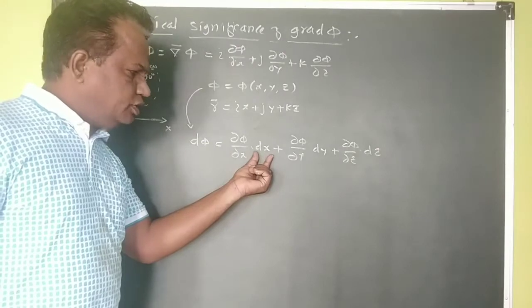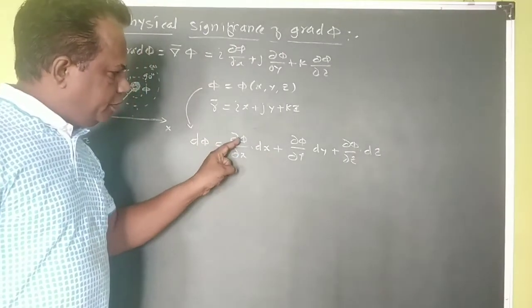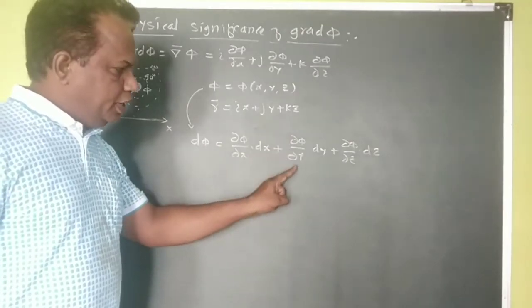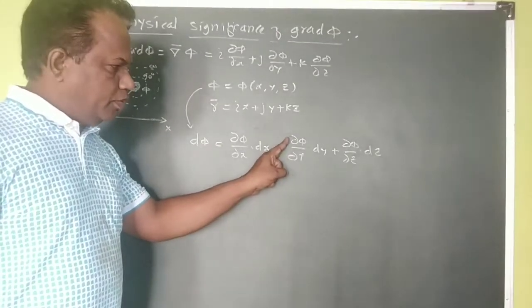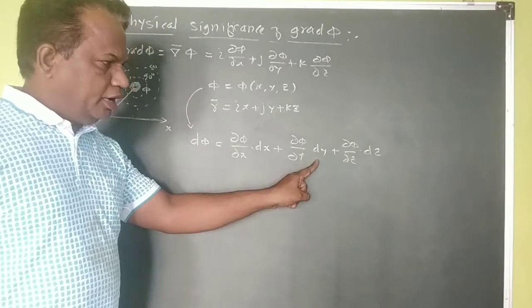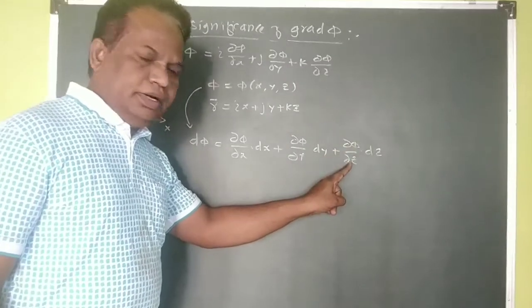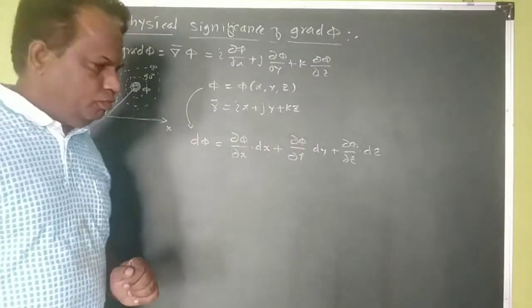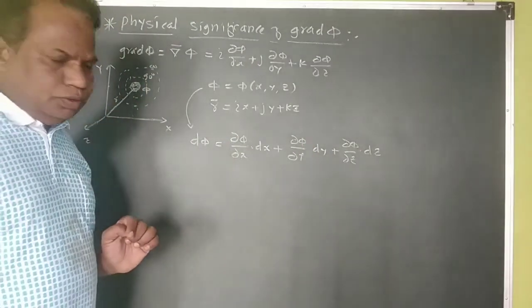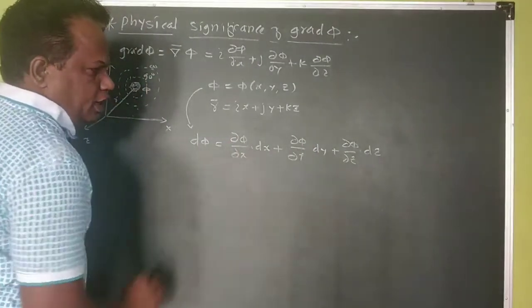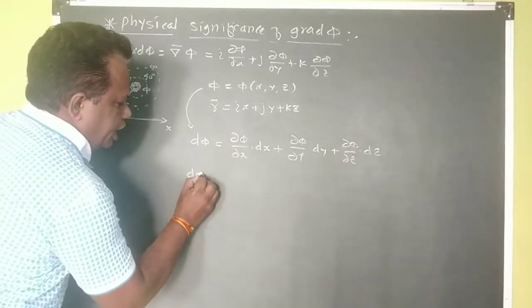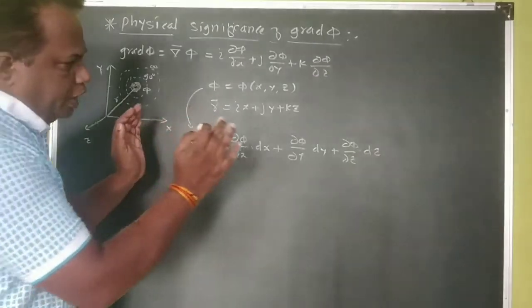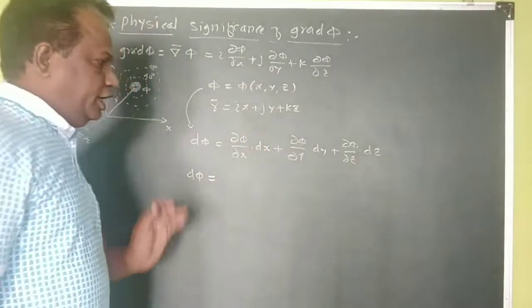With respect to x, total differentiation. So dφ = ∂φ/∂x dx + ∂φ/∂y dy + ∂φ/∂z dz. So this is the total differentiation. Now, as you know, we can rewrite this value. The value remains the same, but we can rearrange it.